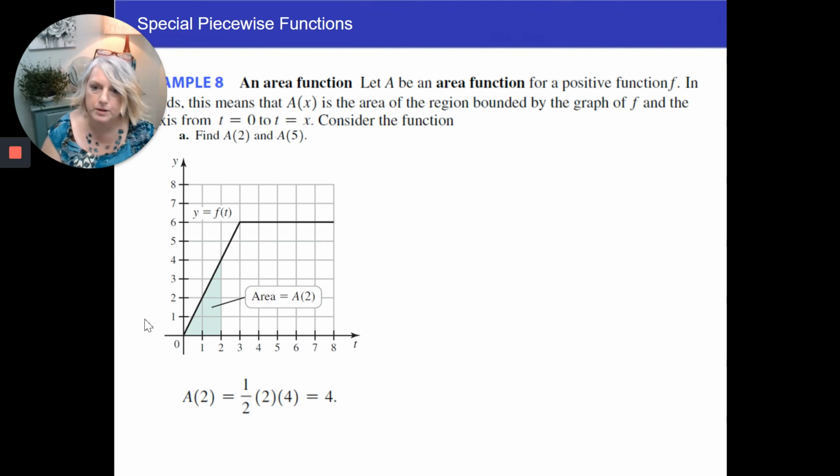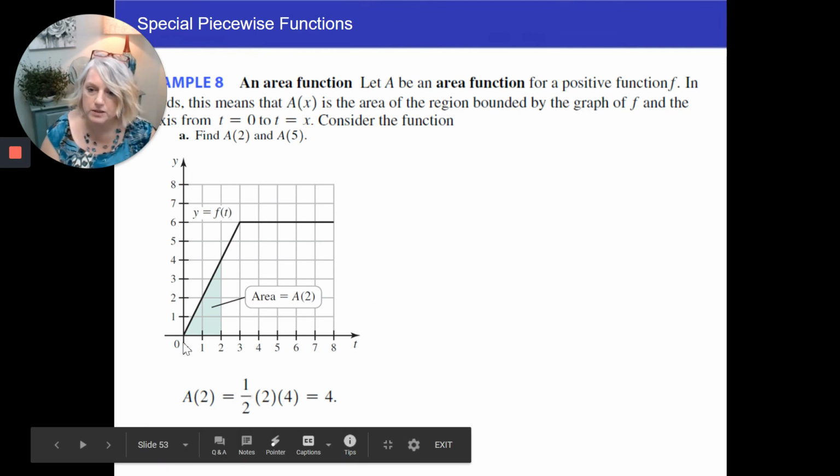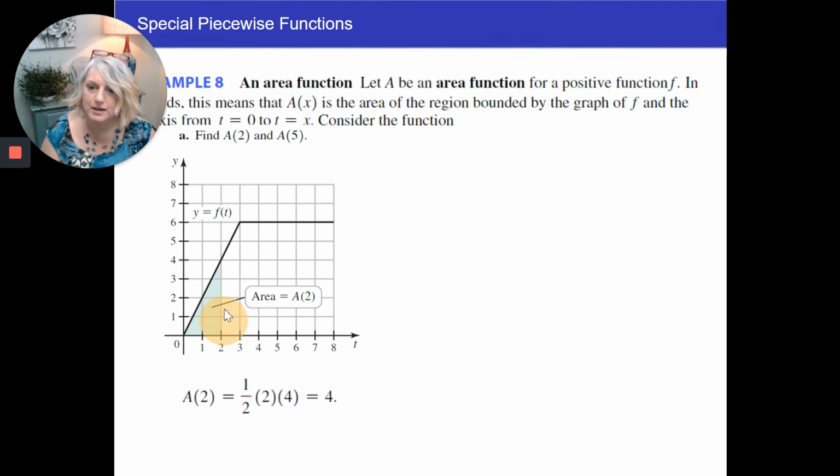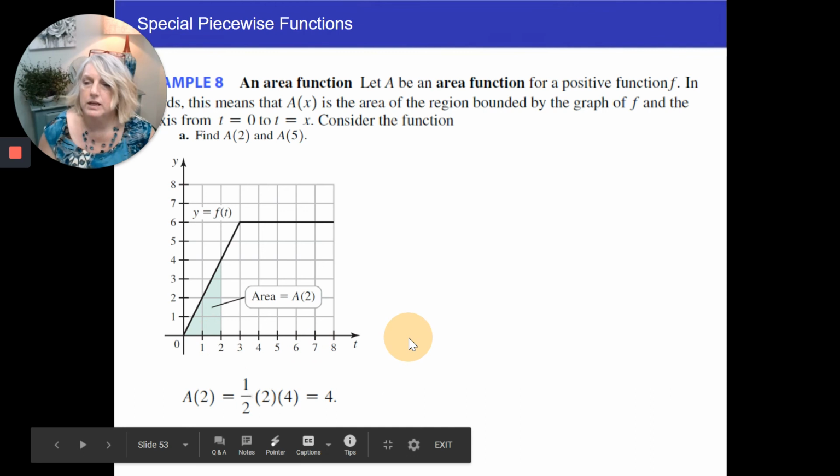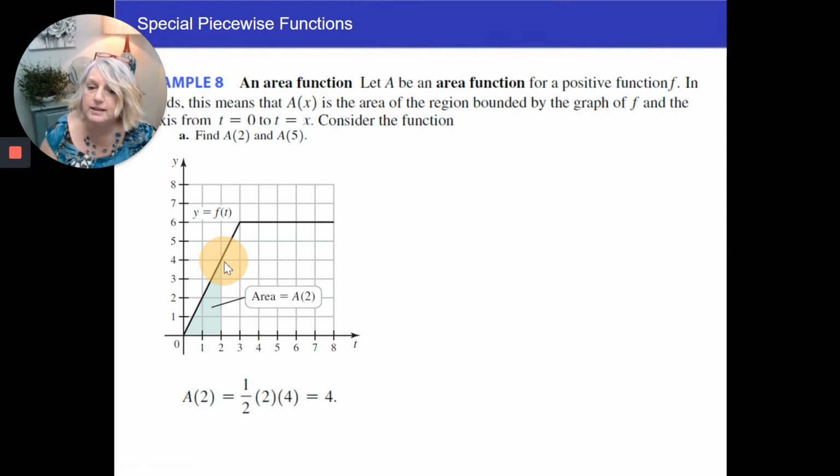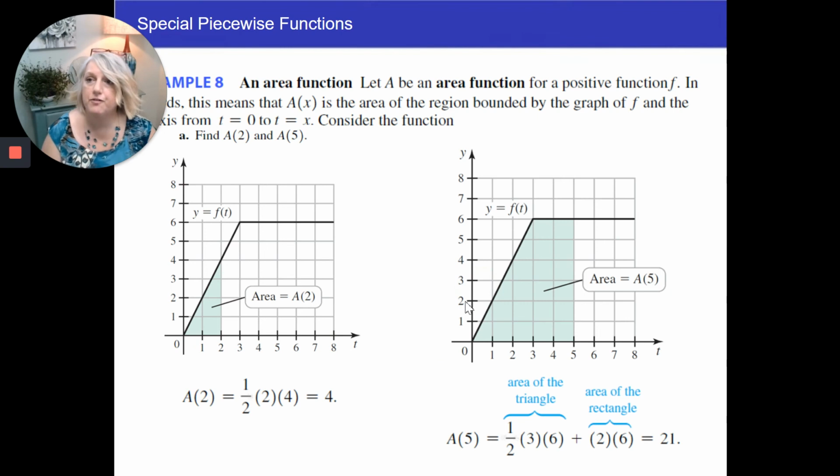For this first one, from 0 to 2, so from here to here, I drew the line, connected it up to the curve, and shaded it in. So I'm looking for the area of the region bounded by the graph, the x-axis, and the x equals 2 line. And it's just a triangle. We all know that the area of a triangle is 1/2 base times height, so I just plug in: my base is 2, my height is 4, notice that's f of 2, and then I calculate that out, and that's my area.